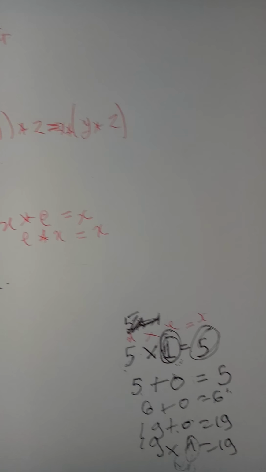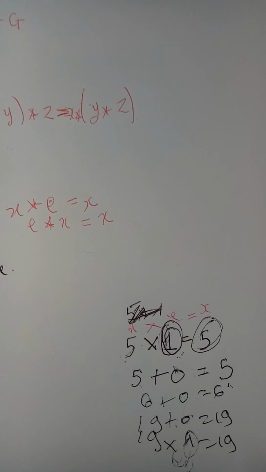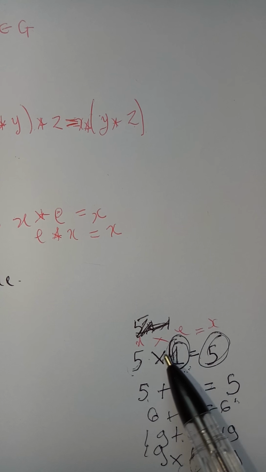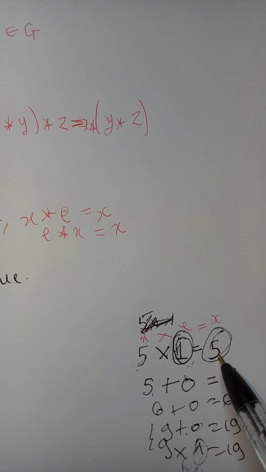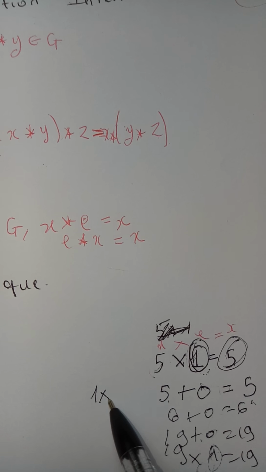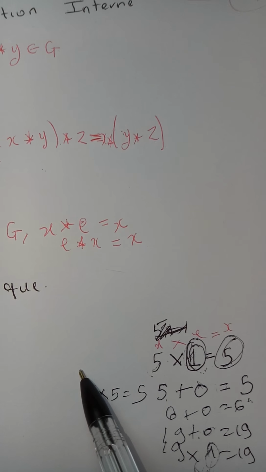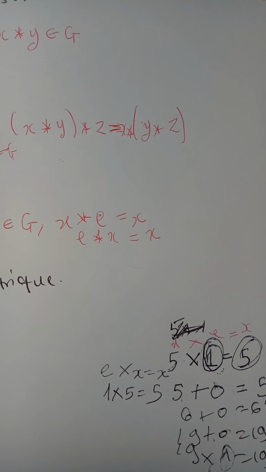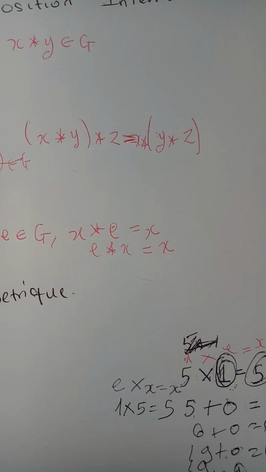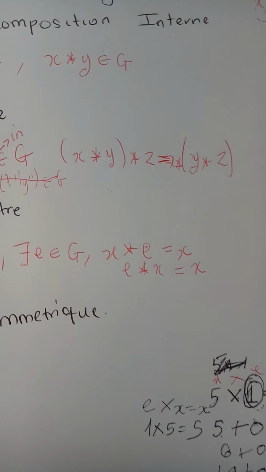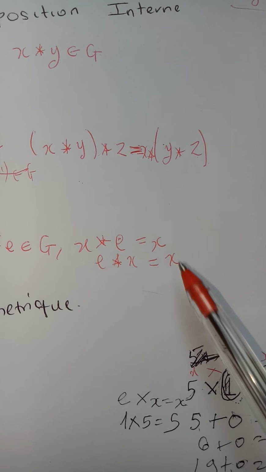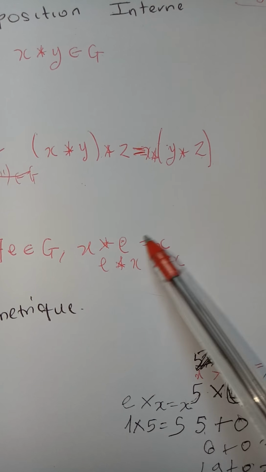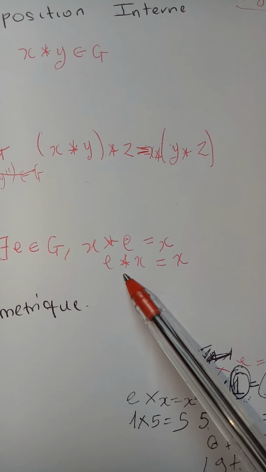Why? Because even if I say here we have 5 times 1 equal to 5, if I say 1 times 5, it will also give me 5. So even if my element neutre is here, étoile X, it will still give me X. You get? So this is why we say element neutre. This is element neutre in the right side and element neutre in the left side.